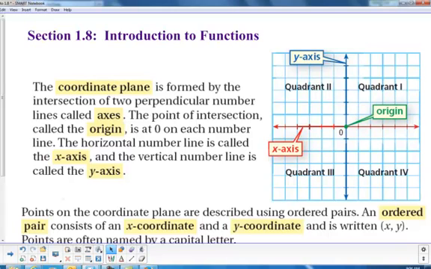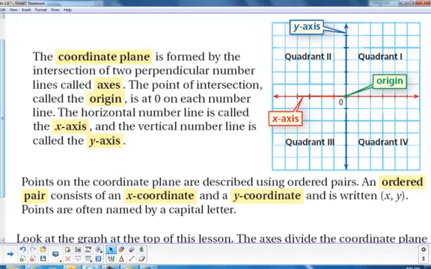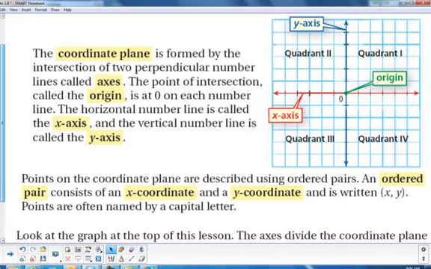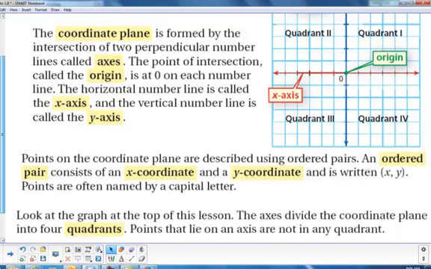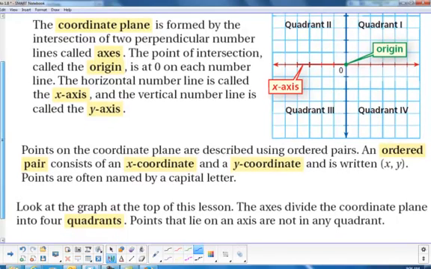Functions. Function notation. Well, actually, I'll just start reading this. The coordinate plane is the graph there with the x and y axis. The origin is the 0, 0. X-axis is horizontal and y-axis is vertical. And then the ordered pair is how far over you go and then how far up you go. And then there's also 4 quadrants. This is quadrant number 1, quadrant 2, quadrant 3, and quadrant 4.